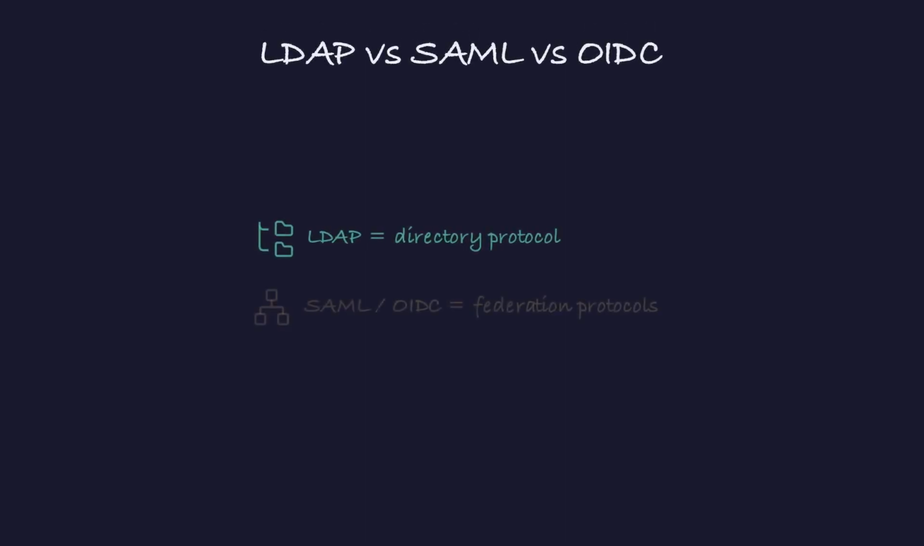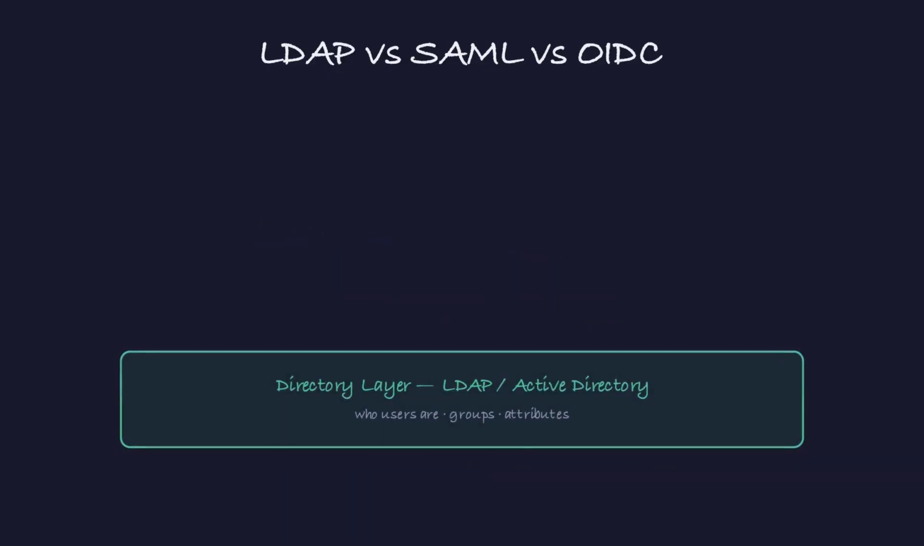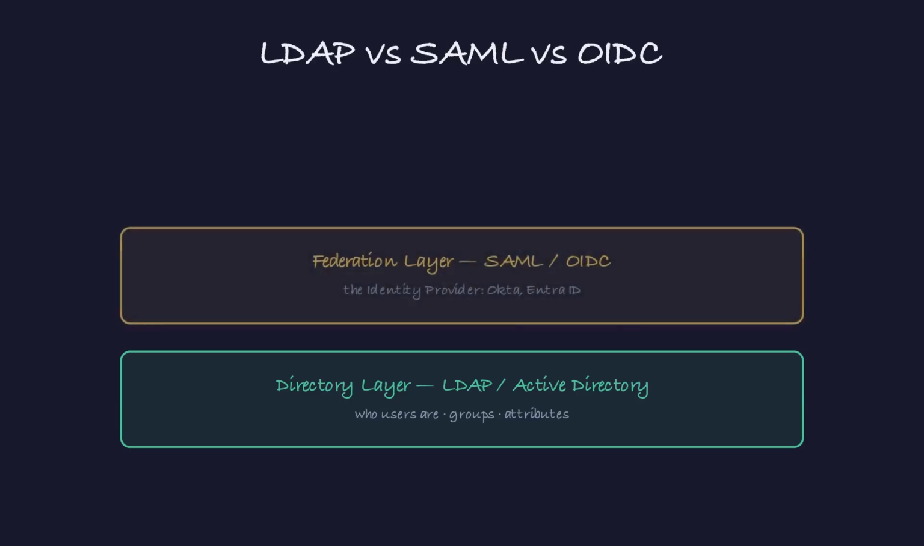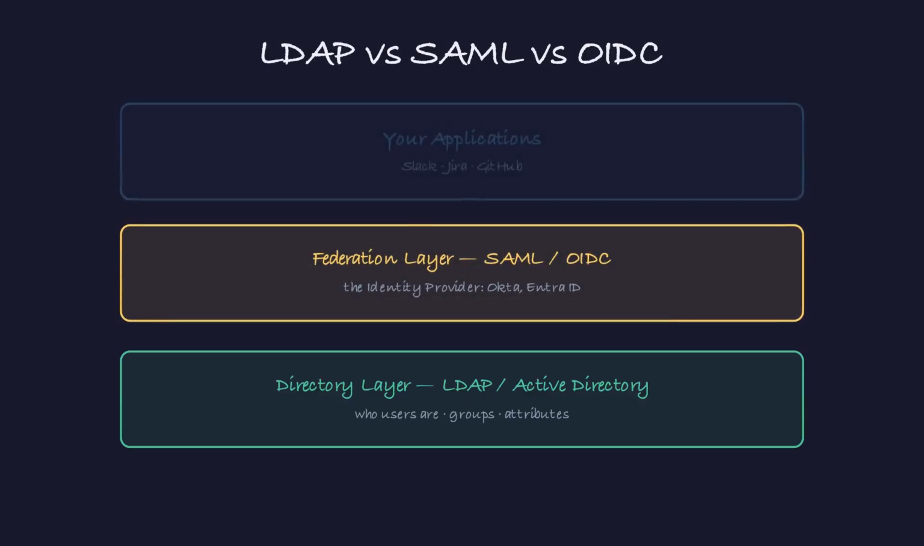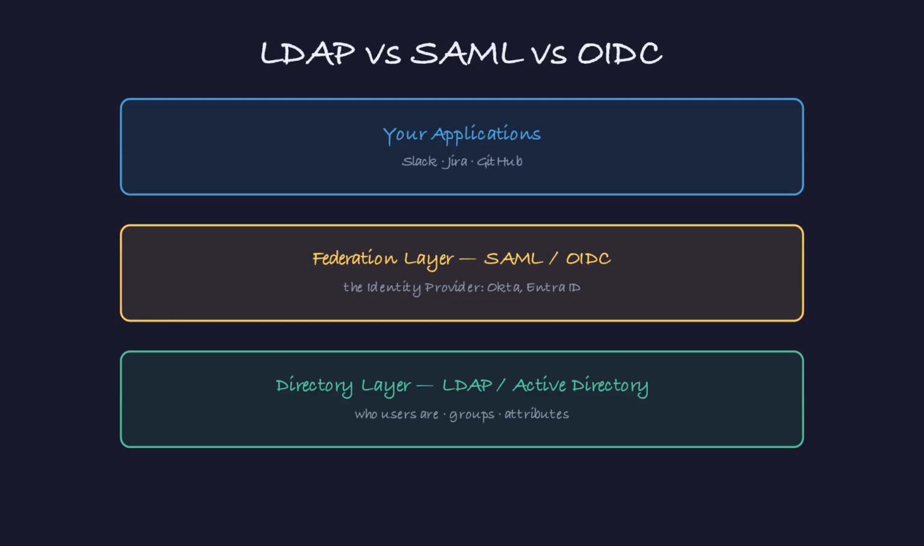Now the most important idea in this whole series. LDAP is a directory protocol. SAML and OIDC are federation protocols. Different problems, different layers. Think in 3 layers. At the bottom, the directory, LDAP and Active Directory, who users are and what groups they're in. In the middle, the federation layer, SAML and OIDC, run by an identity provider like Okta or Entra ID.